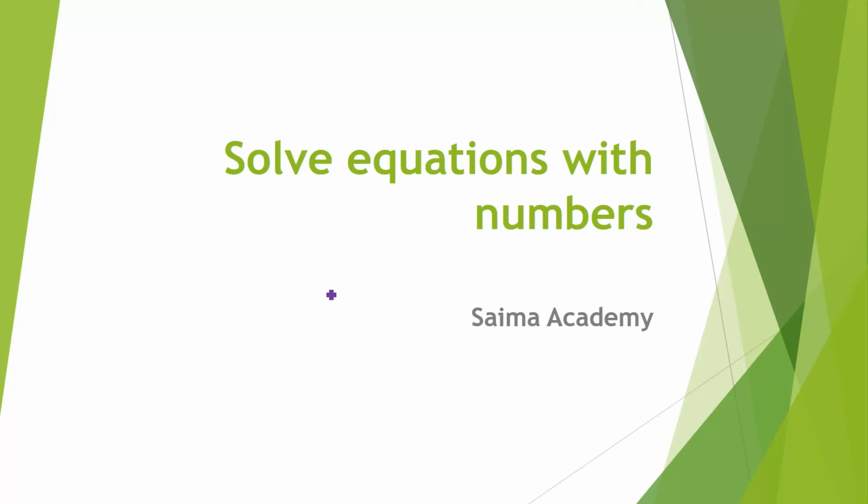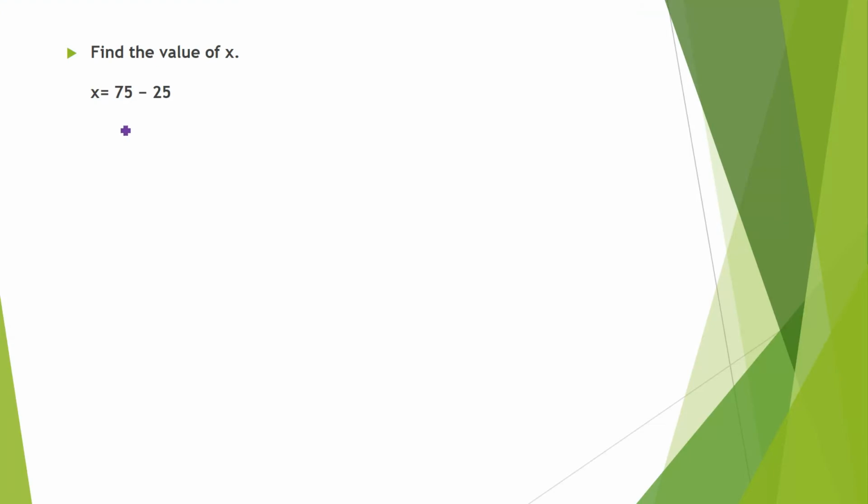In this lesson, I will explain to you how to solve equations with numbers. So our first question is find the value of x. X is the variable. This one. X is equal to 75 minus 25. So you have to find out the value of this variable x.